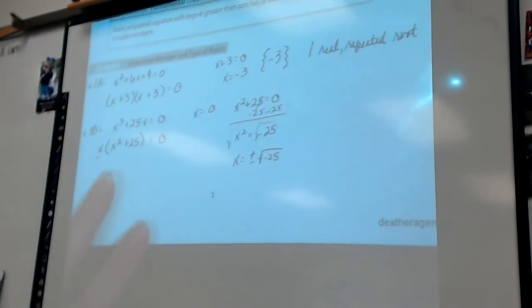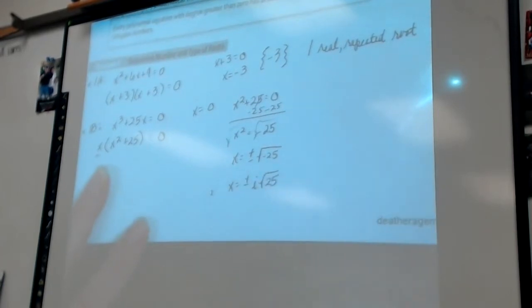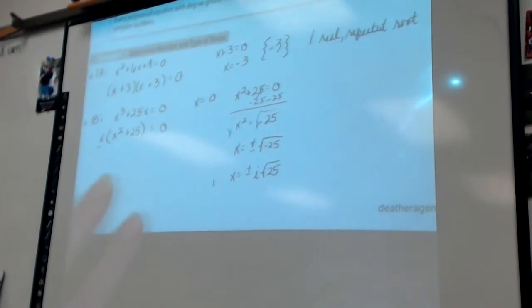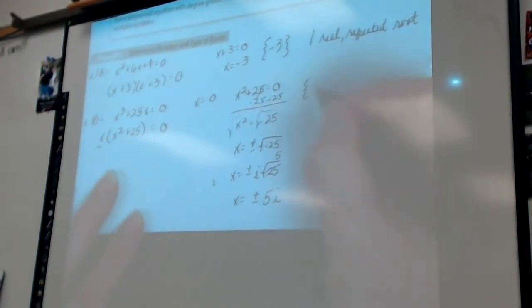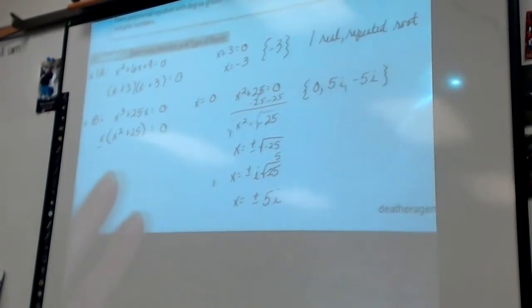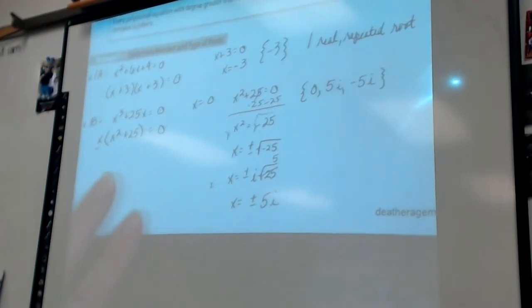Okay, now I have a negative under the square root. What do I do about that? Well, I think I heard somebody say it. i. So we can take the negative 1 out as i. Now, what's the square root of 25? So, x equals plus or minus 5i. So then my roots are 0, 5i, negative 5i. So what kind do I have?